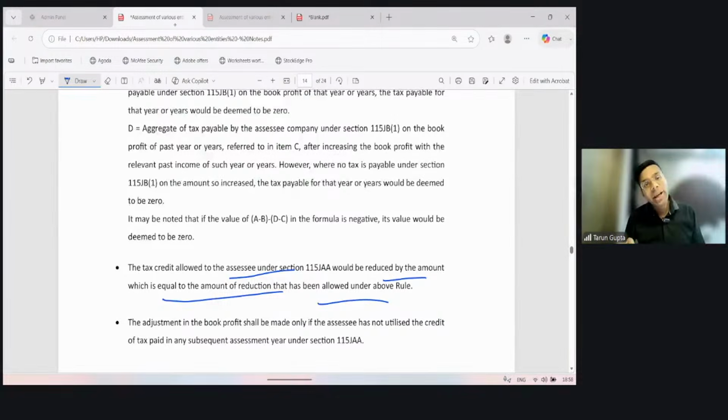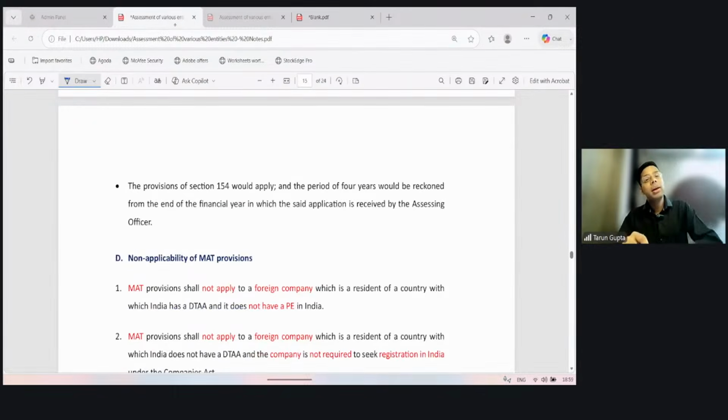Okay. But if such MAT credit has already been adjusted, then there will be no reduction in the book profit. The adjustment to book profit shall be made only if the assessee has not utilized the credit of tax paid in a subsequent year under section 115JAA. Okay. So once I pay MAT, I'm eligible for MAT credit. And in this case, in case of APA, the provision of section 154, rectification of mistake, applies, and the period of 4 years is reckoned from the year in which the said application is received by the AO. Okay.